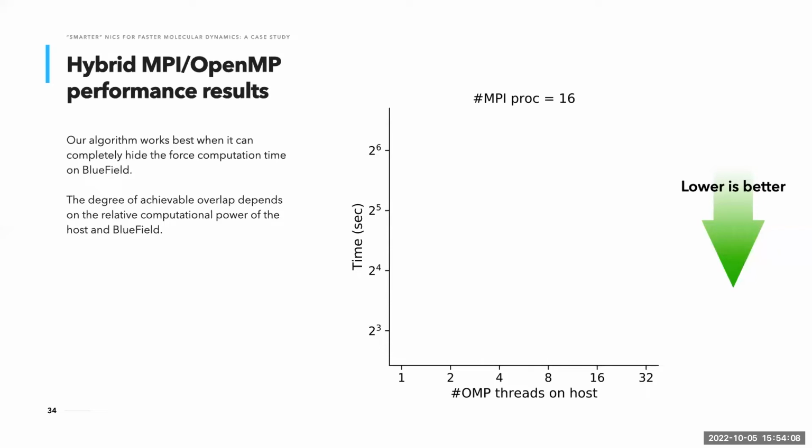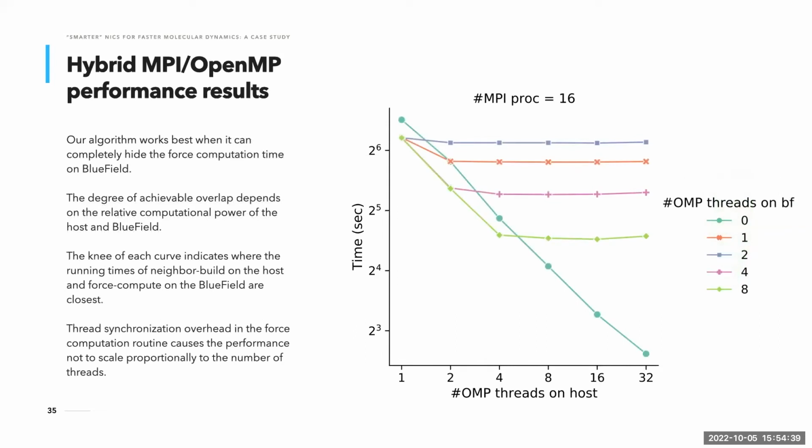To study this scenario, we perform multi-node runs with one MPI process per host and one per Bluefield, with varying number of cores per host and per Bluefield. This is done using OpenMP with varying number of threads. In this plot, the x-axis is the number of threads on the host, and the y-axis is the execution runtime in seconds. Each color indicates a different number of threads on Bluefield. The teal line in the plot shows the results for the unmodified mini-MD, which is run only on host nodes.